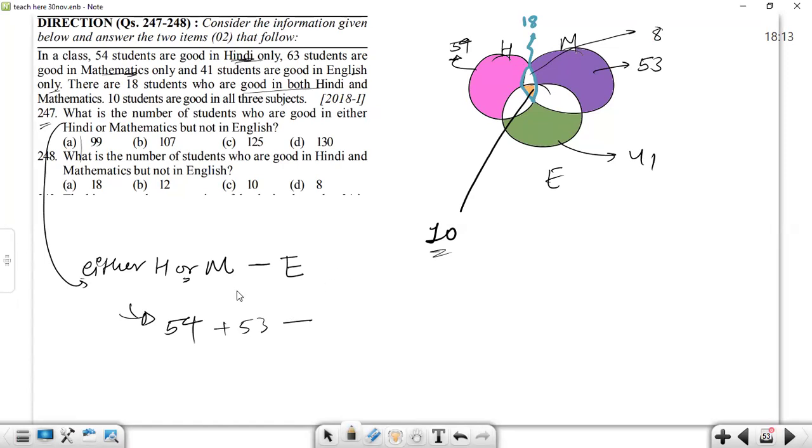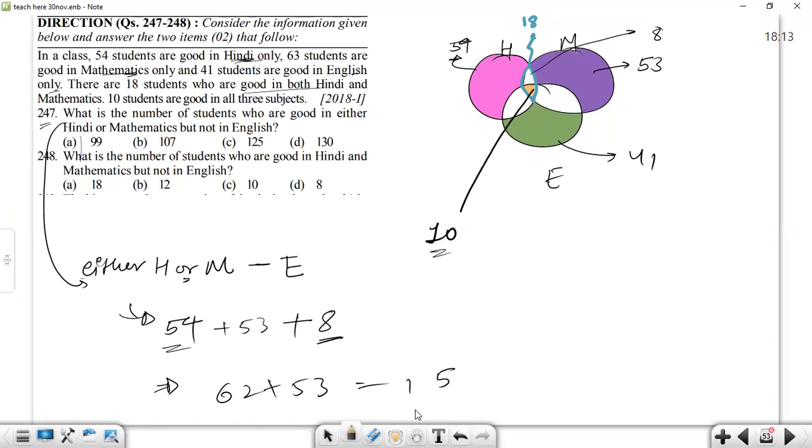Very good. So Hindi or mathematics or both, 8, minus students who are enrolled in English. But not in English, so we do not have to subtract anything, because we have already taken only those elements which are not in English. So 54 plus 8, 62, plus 53.